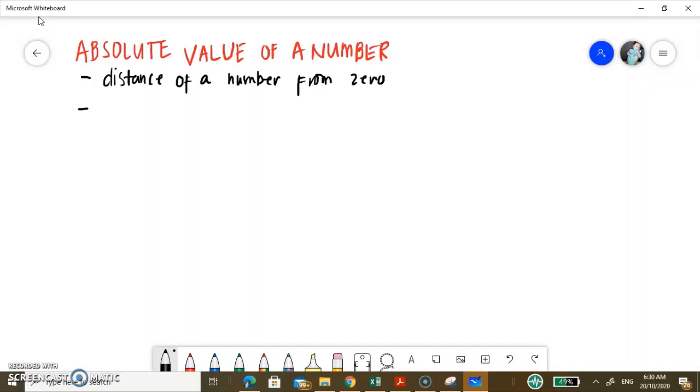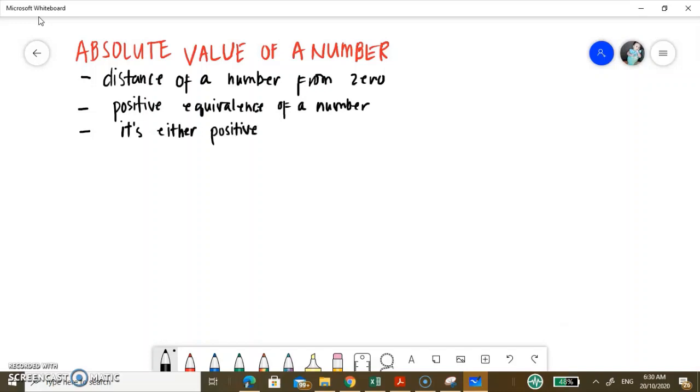Okay, so another way to say it is that this is the positive equivalence of a number. Okay, and the absolute value of a number could only be either positive or 0. So, hindi siya pwedeng magiging negative.